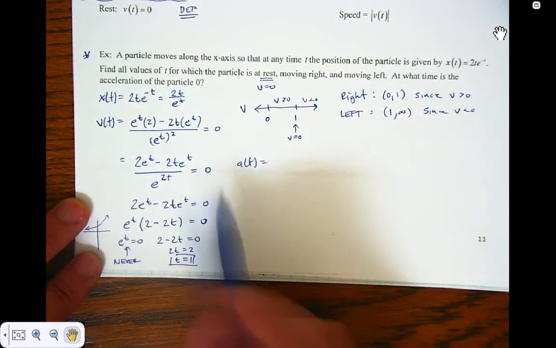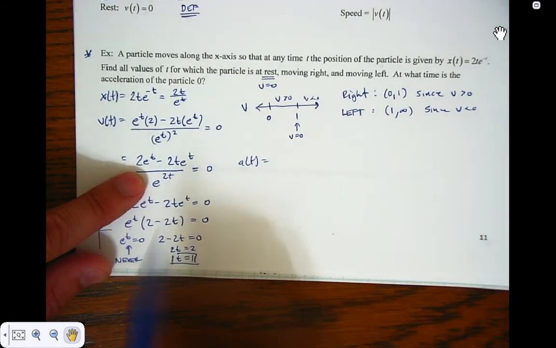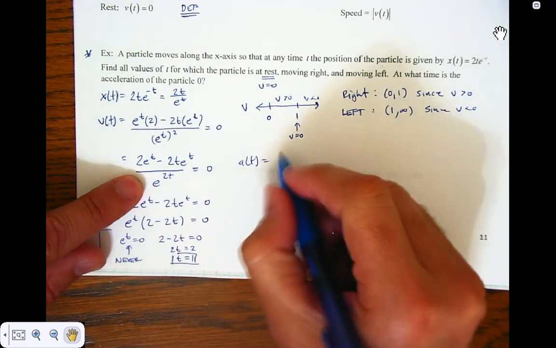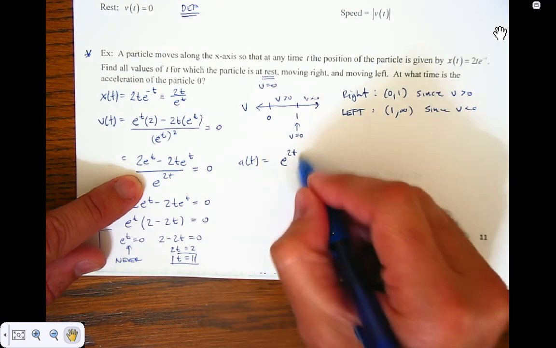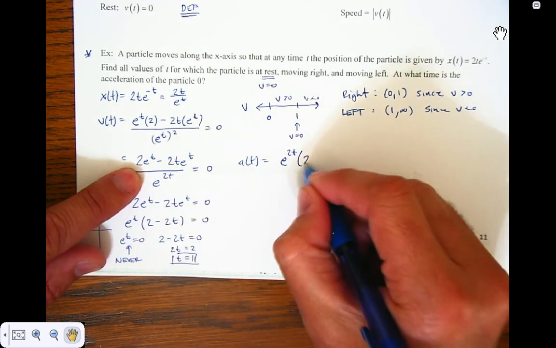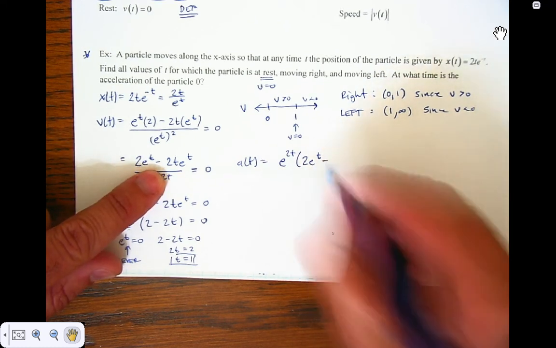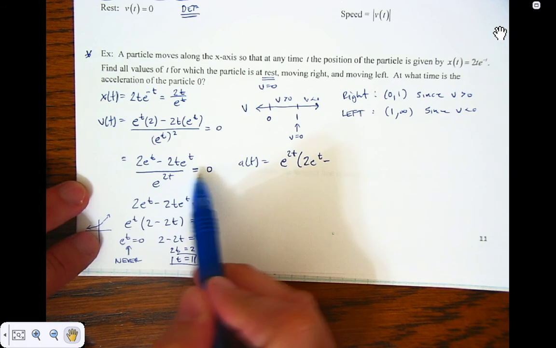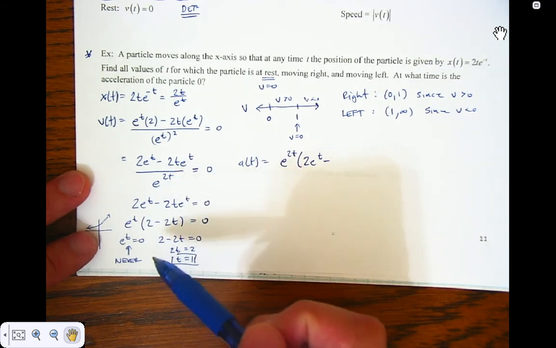Okay, so how do we get a(t)? Well, a(t) is the derivative of v(t). So we've got to come here and take the derivative of this velocity function. So this is low, d high. Okay, what's the derivative here? This is 2e^t minus this guy here, which is going to be pretty complicated because this is the product rule, right?